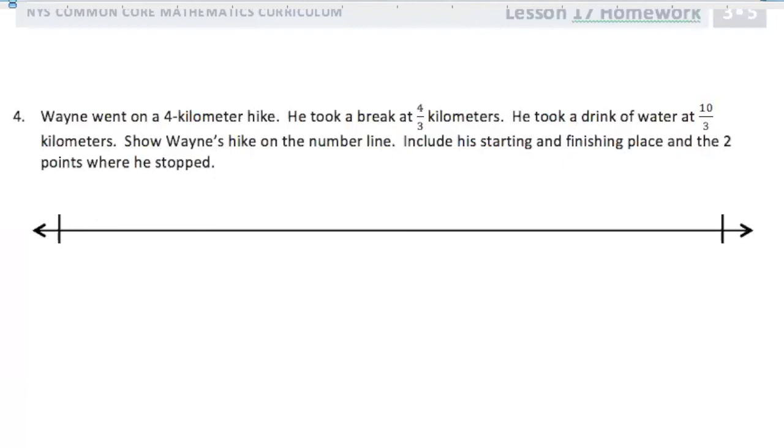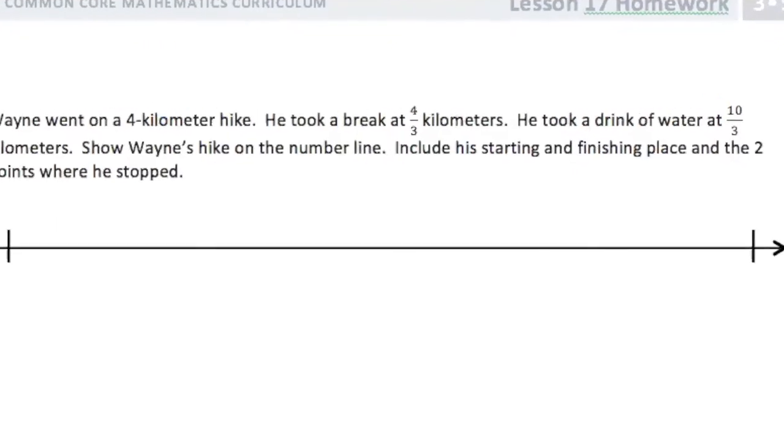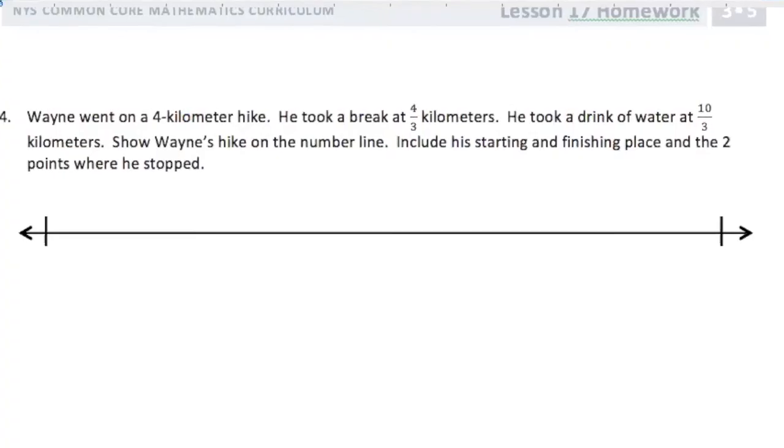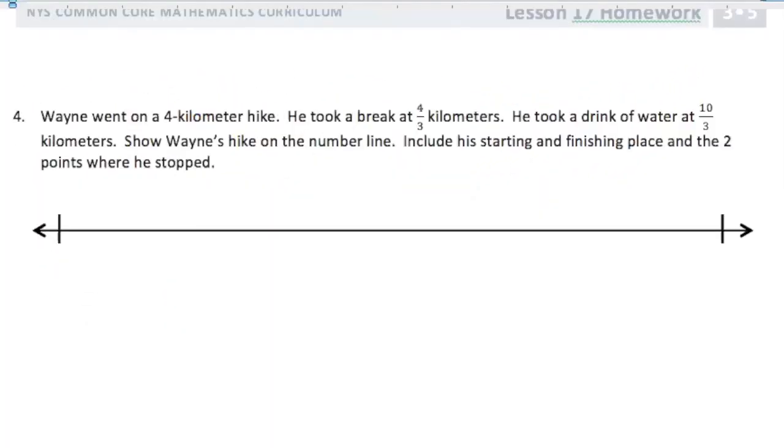All right, now let's take a look at number 4. Wayne is going on a 4-kilometer hike. He took a break at 4/3 kilometers. He took a drink of water at 10/3 kilometers. Show Wayne's hike on the number line. Include his starting and finishing place and the 2 points where he stops.